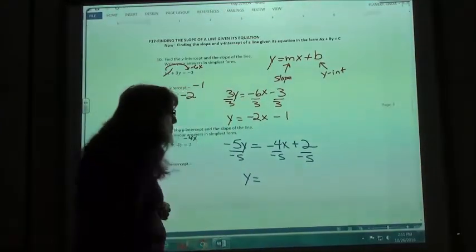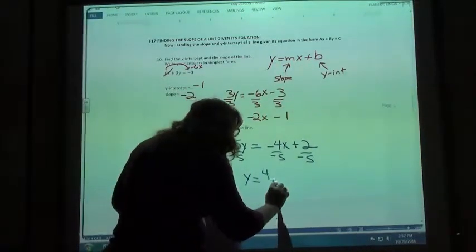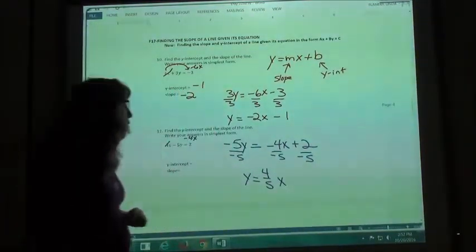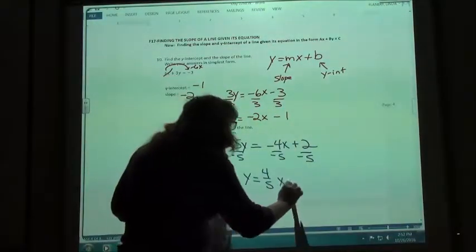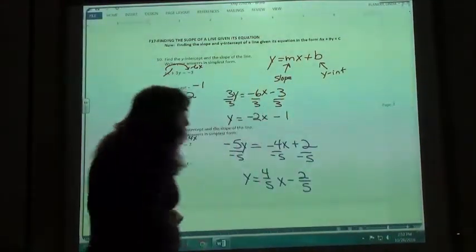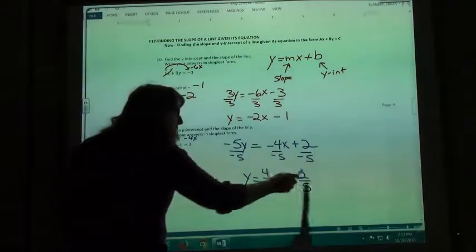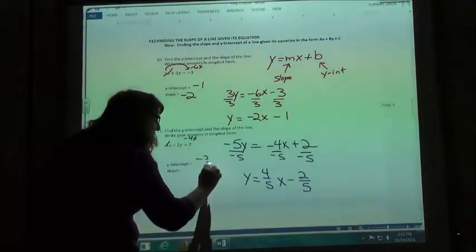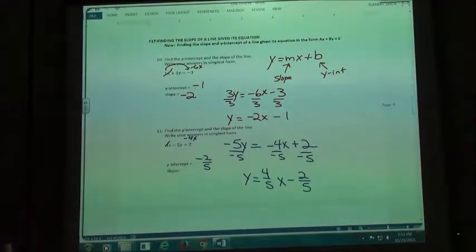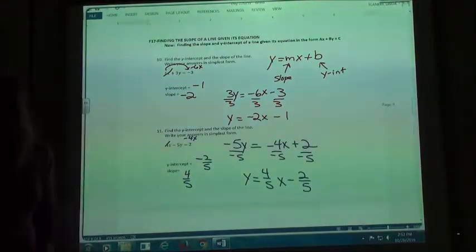So y is going to equal. Here I have a negative over a negative, so it's going to be a positive. I can't simplify it, so it's just going to be 4/5 x. Here I have a positive over a negative, so it's going to be negative 2/5 then. So again, once I have it in my slope-intercept form, the end number is my y-intercept. So the negative 2/5, make sure you include that sign. My slope is the number in front of the x, so my slope is going to be 4/5.